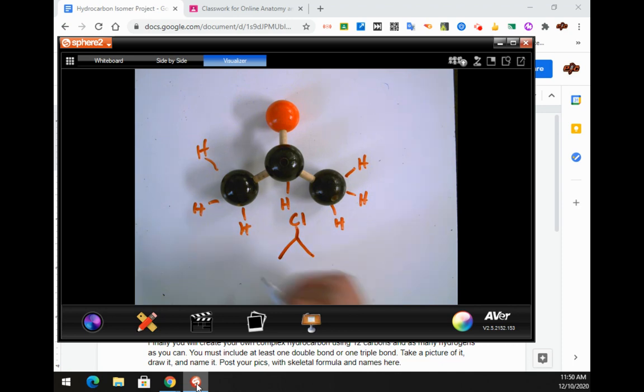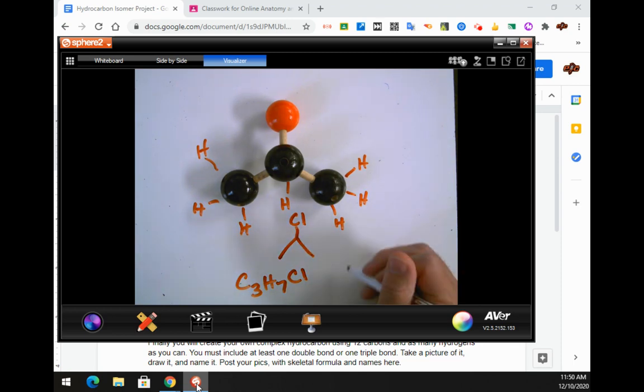All right, so then that gives us 3 carbons, right? And 7 hydrogens and 1 chlorine. So there's our chemical formula. And then we can call this propane. And since it's on the second one, we're going to call it 2-chloropropane.